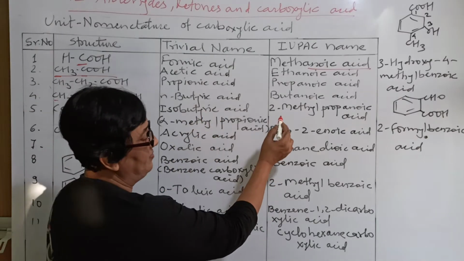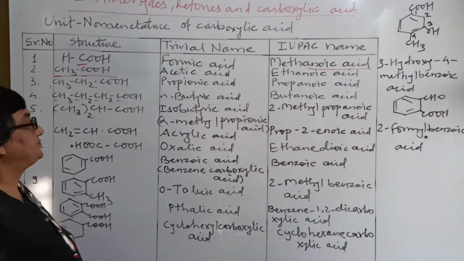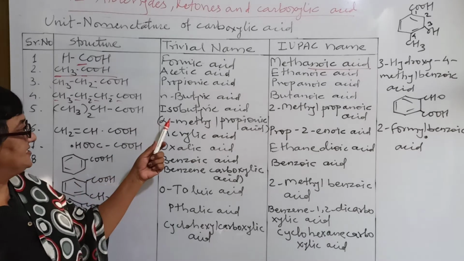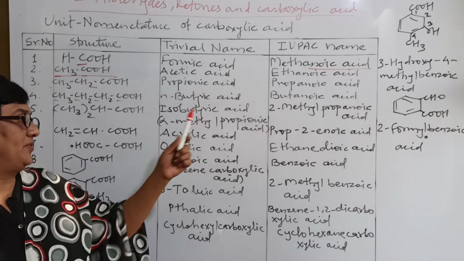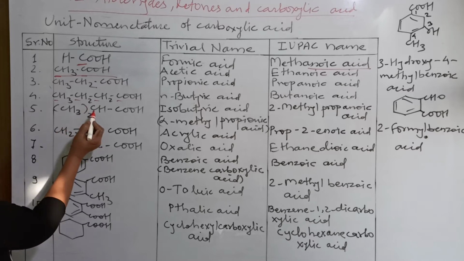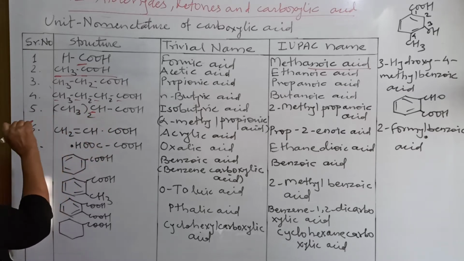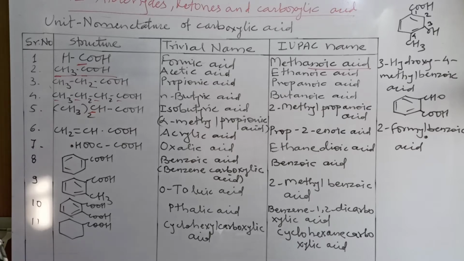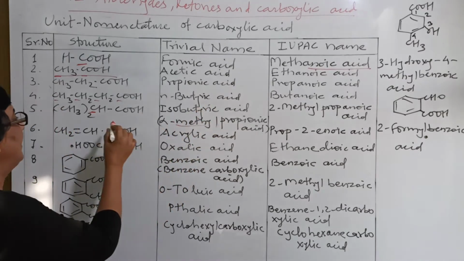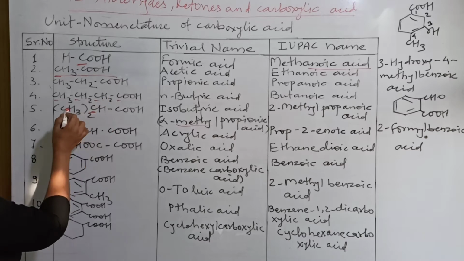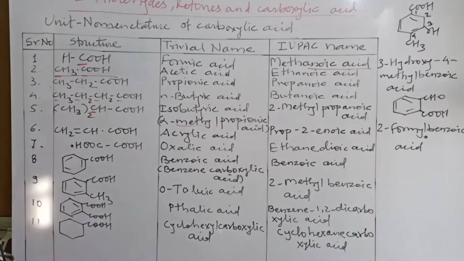And what is the IUPAC name? 2-methylpropanoic acid. Isobutyric acid is also called alpha-methyl propionic acid. Why? Because this carbon atom attached to the functional group, which has a methyl group, is the alpha carbon atom. The alpha carbon atom has a methyl group, therefore alpha-methyl, and the total carbon is 3, therefore propanoic acid.